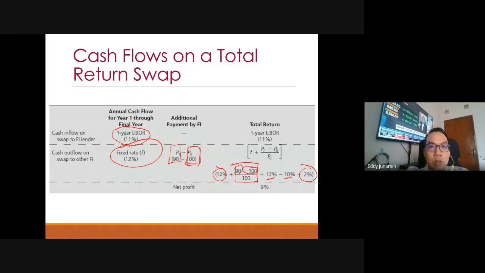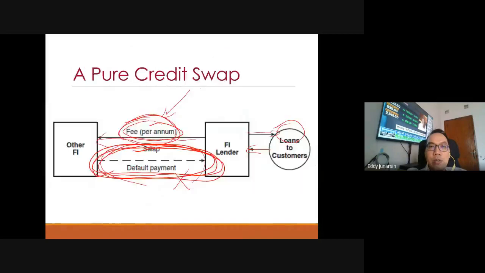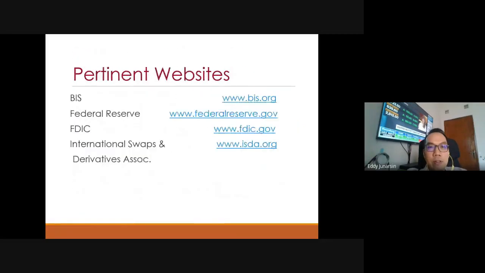Again, the previous one was the total return swap. So we try to hedge the interest rate risk as well as the credit risk. This is the interest rate risk part, and this is the credit risk part. So we have the combined hedging effort here. But for the pure credit swap, we only care about the credit risk. So we don't really hedge the interest rate risk in this system. And of course, we have a lot of concerns here.